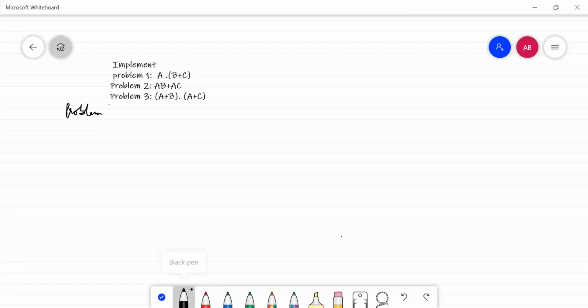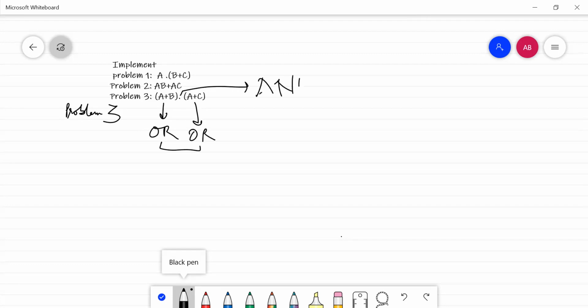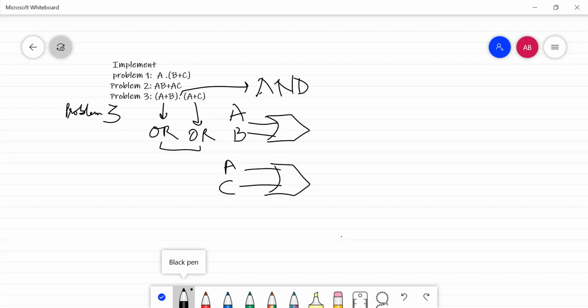So now we move on to our problem number 3, and here you can see that you require a first OR gate and a second OR gate. From a single IC, we are going to use a two OR gate combination, and this dot indicates that you require an AND gate. So that means you require two OR gates with the inputs A, B and A, C, and you require an AND gate to which the outputs of these two OR gates act as the input.